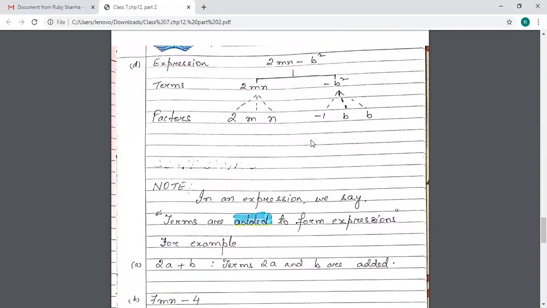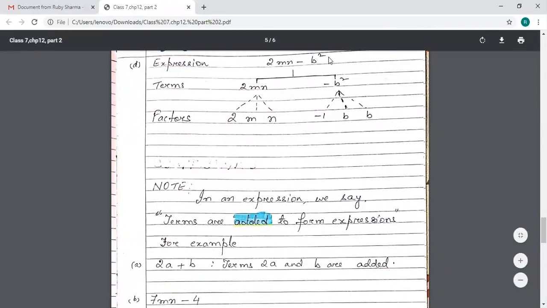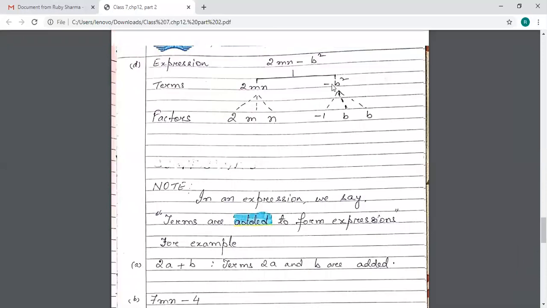Now for the next expression, 2mn minus b squared. So two terms here. They are separated by that continuous line, 2mn and minus b squared. Here I have written 2mn has three factors, minus b squared has also three factors, because b squared will have b into b, and minus 1. There's no number here, so we take that as minus 1. We know that minus 1 into b square will give you minus b square. Generally we omit the minus 1 sign, but here we write minus 1.